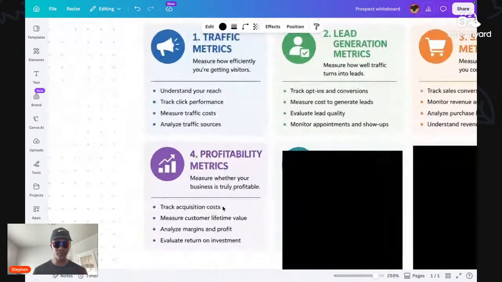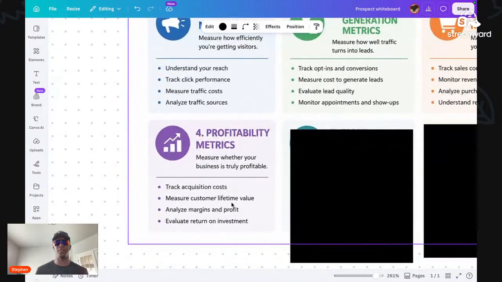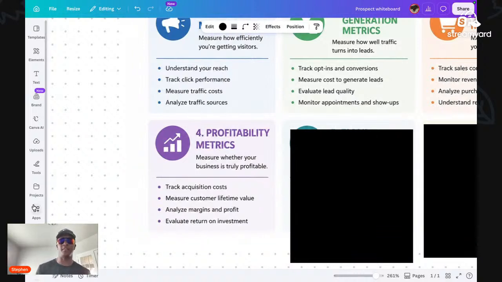And by doing that, we can stand on our own 2 feet in regards to running our own online business, right? So profitability metrics. Measure whether your business is truly profitable. We've got to track acquisition costs. How much does it cost to get a customer? Measure customer lifetime value. Analyze margins and profit. And then last but not least, evaluate return on investment. ROI. Like I talked about, average order value, AOV, lifetime value, LTV.